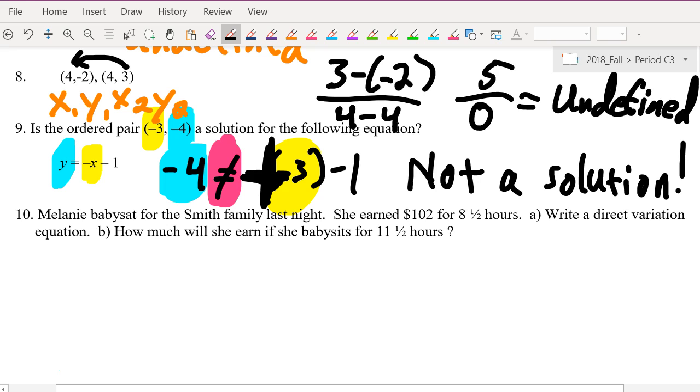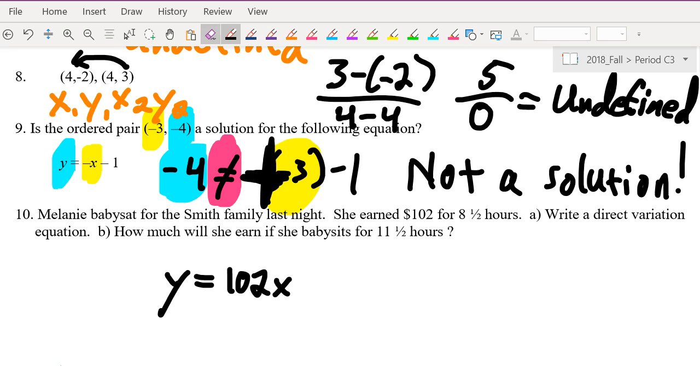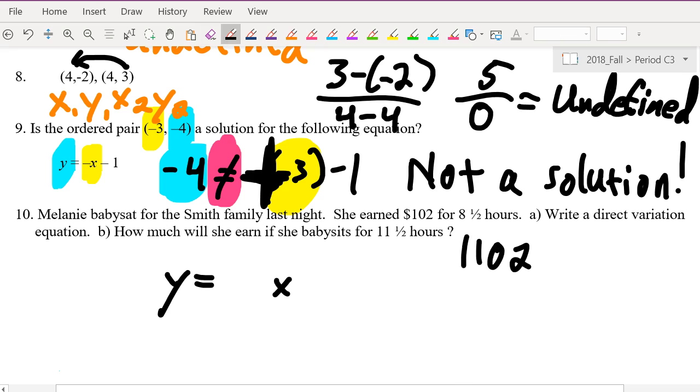So, who thinks they can do it? It's going to have an x and a y. y equals 102x. Oh, wait, no. First, we need to find the rate. So we divide first. 102 divided by 8.5, which I'm going to do on a calculator. The y equals 12x. So she basically makes $12 an hour.